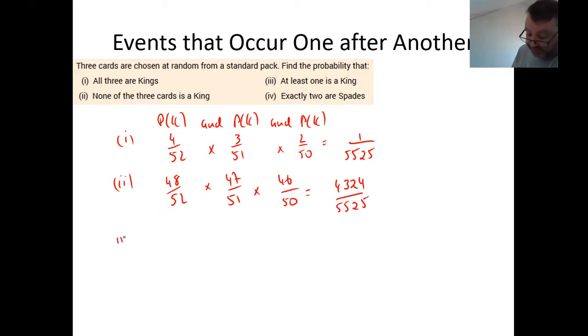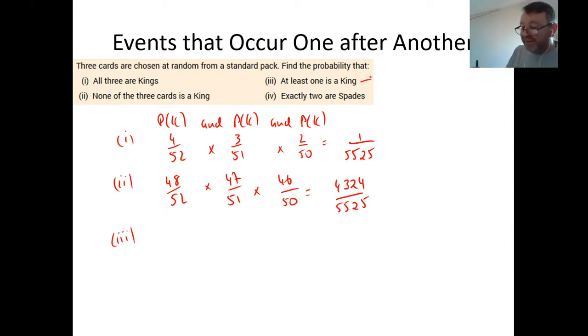Okay, part 3. At least one is a king. Now, when you hear these questions, at least one is a king, I'm going to give you another way to think about these, because at least one king means you could have 1 king and 2 non-kings, or you could have 2 kings and 1 non-king, or you could have 3 kings. Okay, but there's another way to do that. There's only one option left out there. What can it not be? It can't be no kings. All right, so therefore in that case it's going to be the opposite to this.